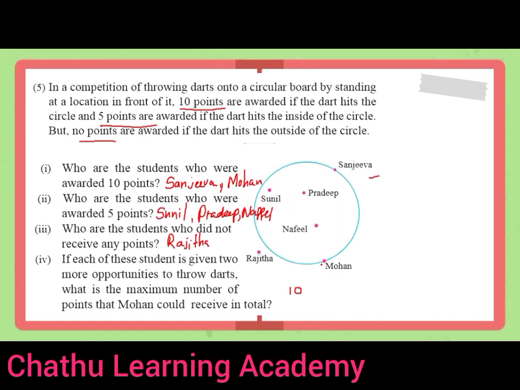If the dart hits on the circle within these 2 more opportunities, then he can obtain another 20 marks, because they have given the maximum mark if the dart hits on the circle. If he is able to achieve this maximum target, then he can obtain 20 marks. Then what is the total? Here 30 points. I think now you can complete the other exercises given in your textbook.